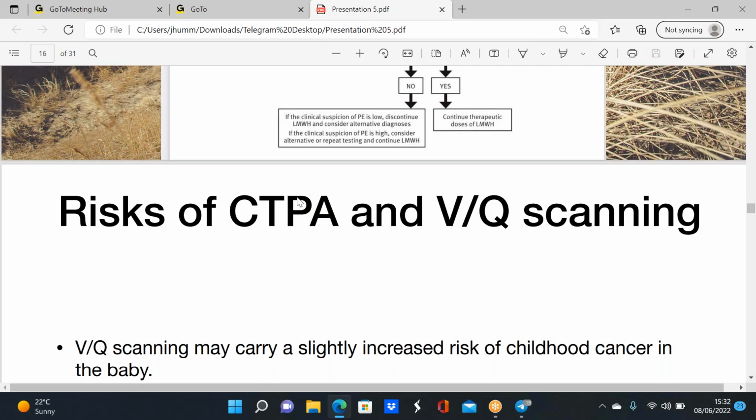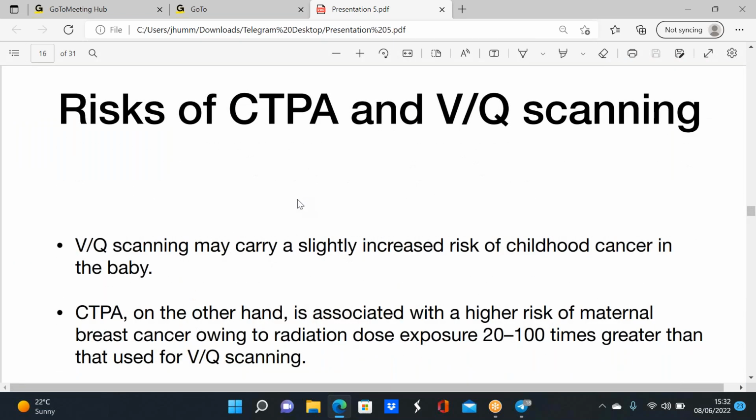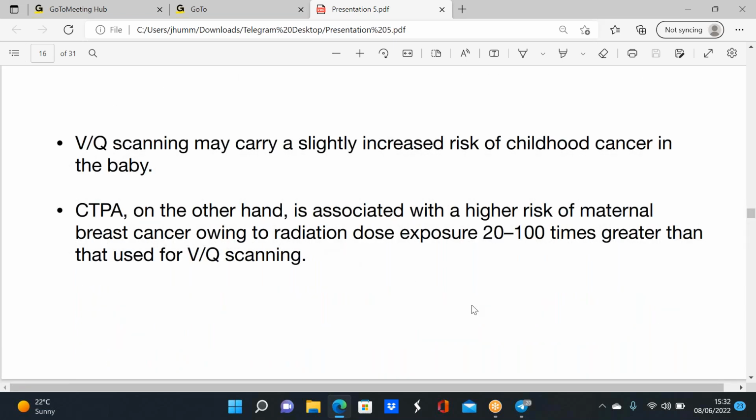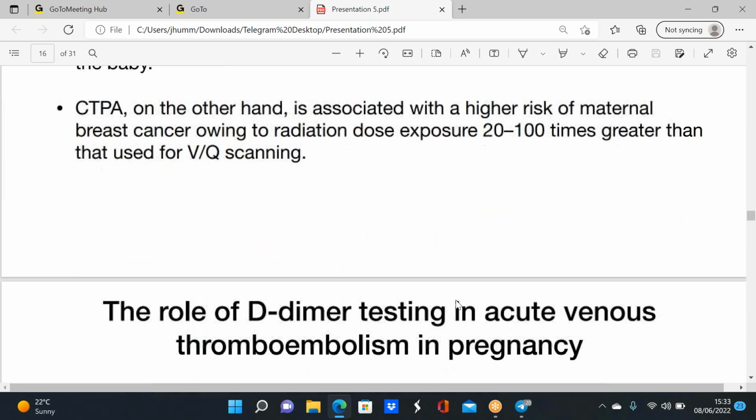Now, what are the risks of CTPA and VQ scanning? So this is also very important. Very frequently, this question is asked: what is the risk of CTPA? What is the risk of VQ scanning? With the VQ scanning, there might be a slightly increased risk of childhood cancer in the baby. And with the CTPA, there is a high risk of maternal breast cancer because radiation dose exposure is 20 to 100 times higher than that used for VQ scanning. So these are the risks you should remember and don't get confused. VQ is for the baby and CTPA for the mother. It causes high risk for the mother.